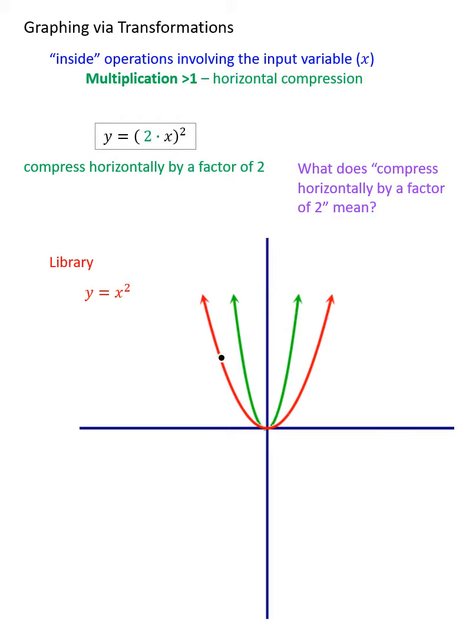Here's another example. If we had some random point that was any distance away from the y-axis, suppose it were 2 spaces away, there would be a corresponding point on the transformed function, or the new function. Because we're compressing by a factor of 2, that point would be half the distance, or one space, away from the y-axis. So in a compression like this, everything essentially goes half the distance to the y-axis.